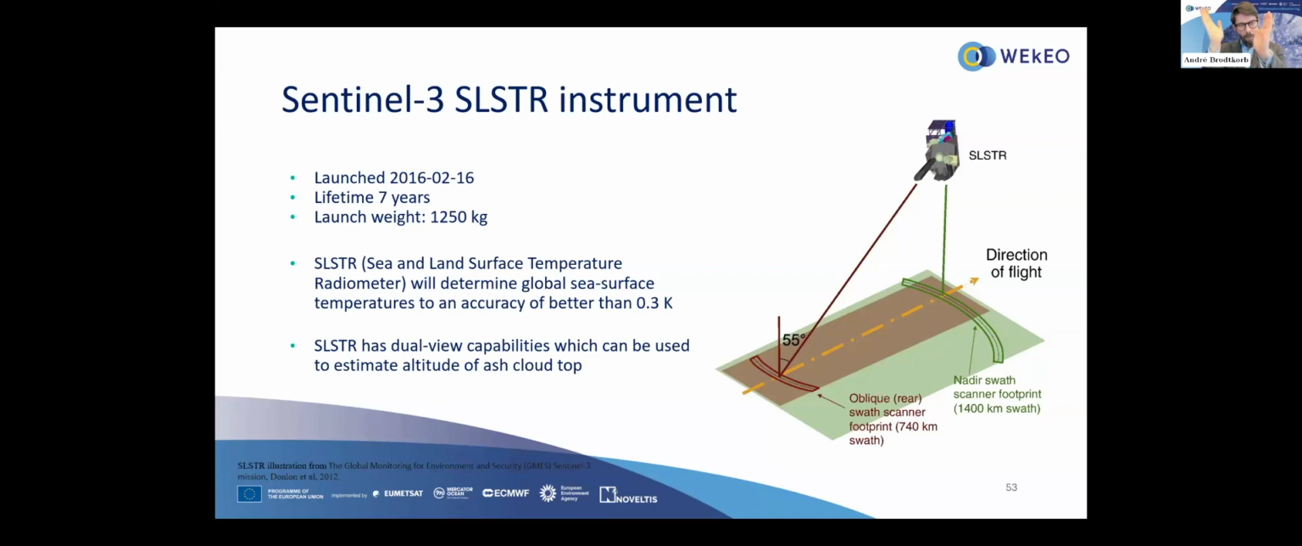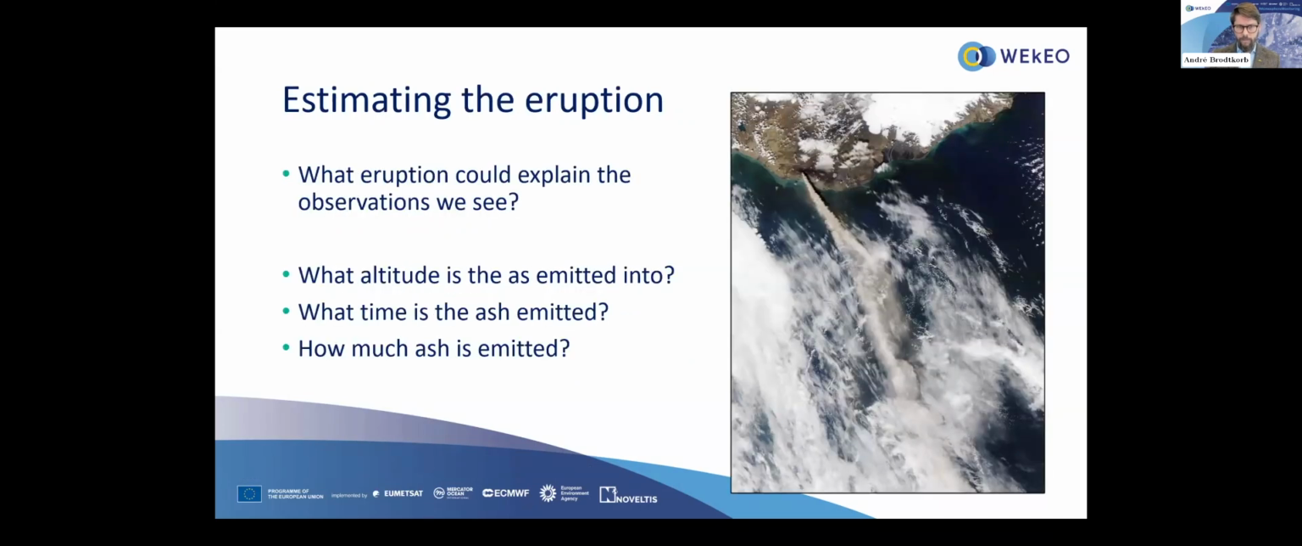And that gives us a stereo view of a potential ash cloud. And from that, we can deduce the altitude. So we can see if it's 3 kilometers or 7 kilometers or so on. And that's a really good benefit to increase the precision of our estimates.